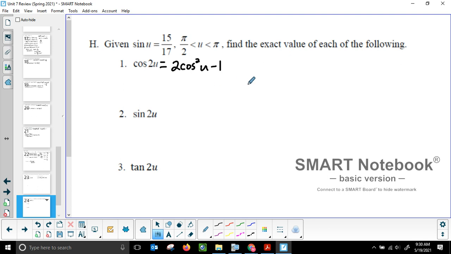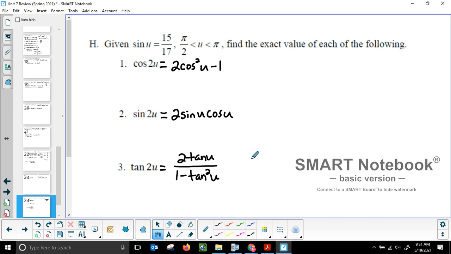You also could use 1 minus sine squared, or 1 minus 2 sine squared u. You also could use cosine squared u minus sine squared u. All right, sine of 2u is equal to, whoops, it really matters since it's multiplication, 2 sine u cosine u, and tangent of 2u is equal to 2 tan u over 1 minus tan squared u. All right, so these are the double angle formulas.